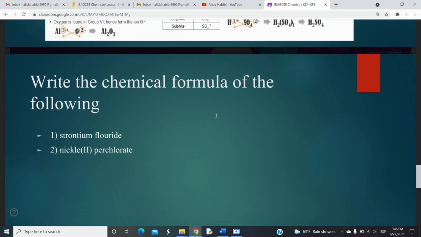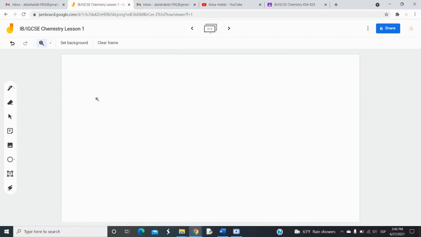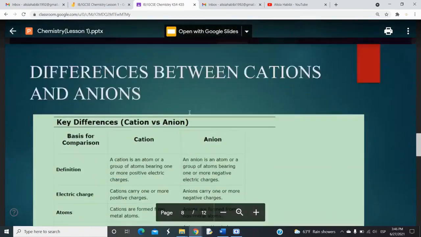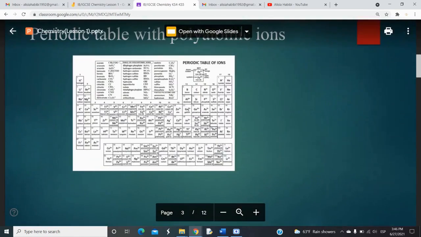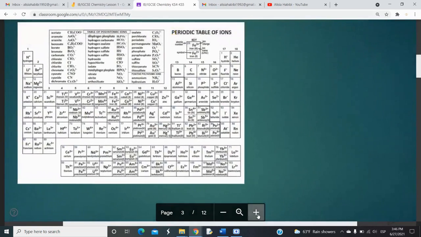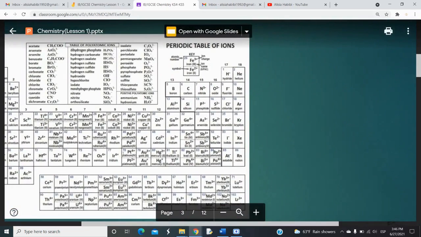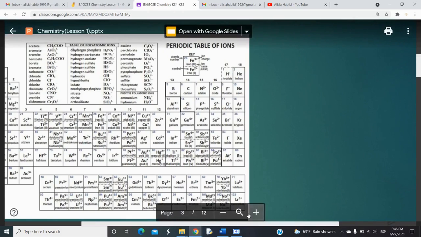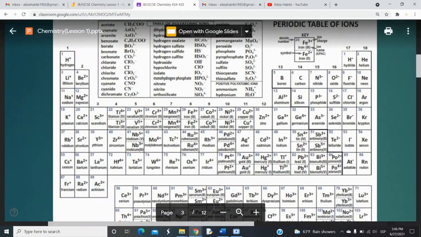So here it says, write the chemical formula of the following: strontium fluoride. So let's take it in a new slide. Let's do it together. Strontium fluoride tells you that you need to go find the ionic charge of strontium and the ionic charge of fluoride. That's the first thing you need to do when you're trying to derive chemical formulas. So let's go back to the periodic table. If we look for strontium, it's Sr. There it is on this side, guys. It's on the left side. So strontium has an ionic charge of +2 or 2+.